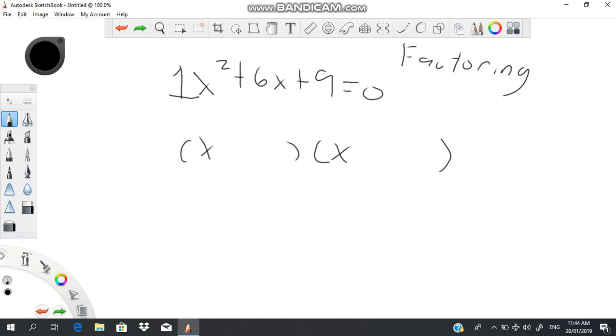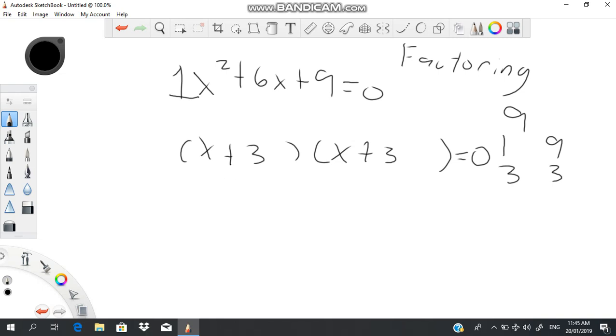So what you're going to do is find the factors of 9, two numbers that multiply into 9 and add to 6. So what are the two numbers that multiply to 9? Maybe 1 and 9, 3 and 3, negative 3 and negative 3, negative 1 and negative 9. But let's try using 3 and 3. So x plus 3 and x plus 3. 3 times 3 is 9, and positive 3 and positive 3, if you add both, it's going to be 6x. So this is right.